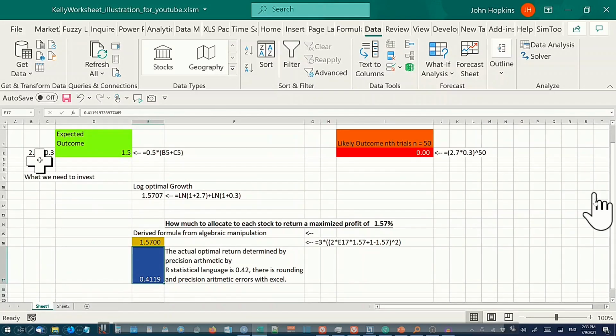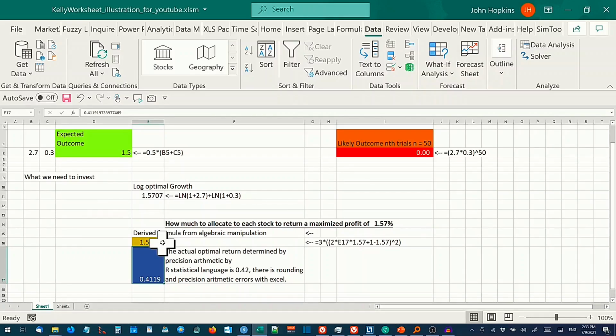Here we have the scenario before, 2.7 plus 2.3 times 0.5 gives us a 1.5 expected return. The likely outcome, within trials where we do 2.7 times 0.3 to the power of 50, we get 0. The logarithmic growth rate is merely the log of the two returns added together: log of 1 plus 2.7, log of 1 plus 0.3.